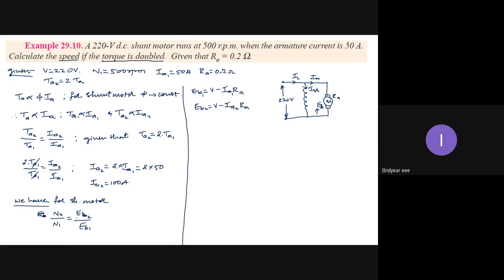If the torque information was not given, I would not have got the second case armature current. To get the second case back EMF, I need the second case armature current. Therefore, the torque information is mentioned here. From the torque information, I found the armature current. From the armature current, I will find EB. From EB, I will find speed. So these equations, you should not only remember, you should also know how to relate. That will come by practice. You have to practice examples.